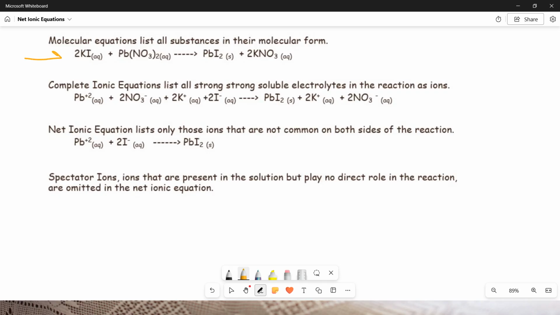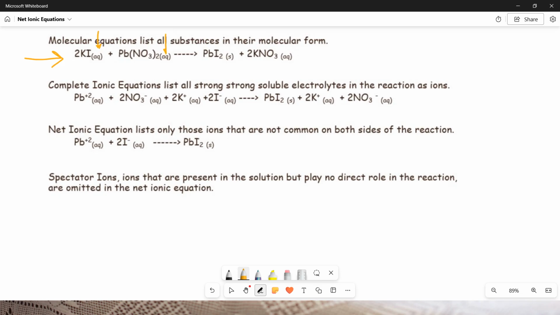So here in the first line, I have what's called a molecular equation. It's just a balanced chemical equation. And usually the problem will say, from this molecular equation, please write the net ionic equation. I want to point out some things that you will see.